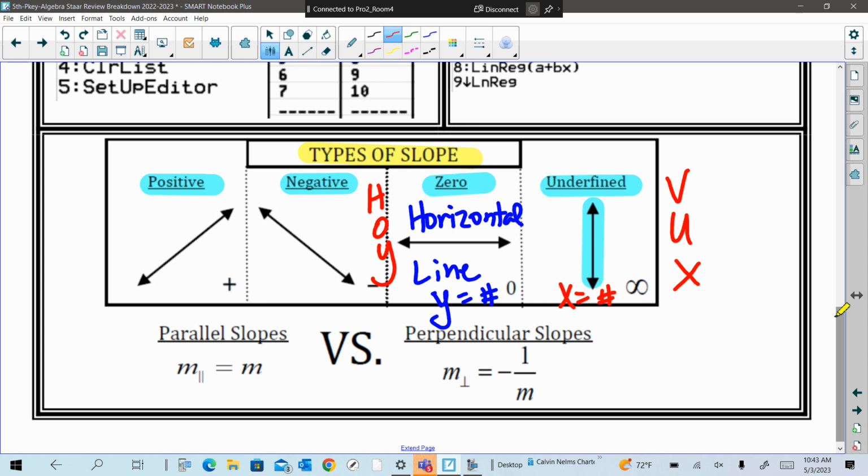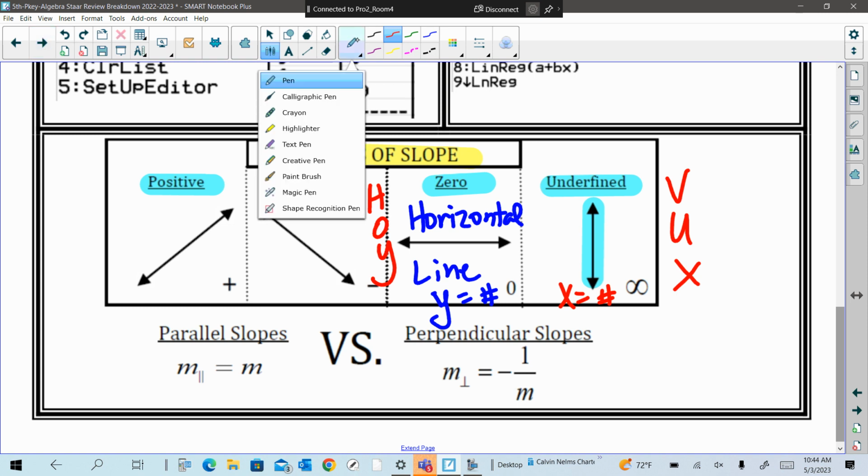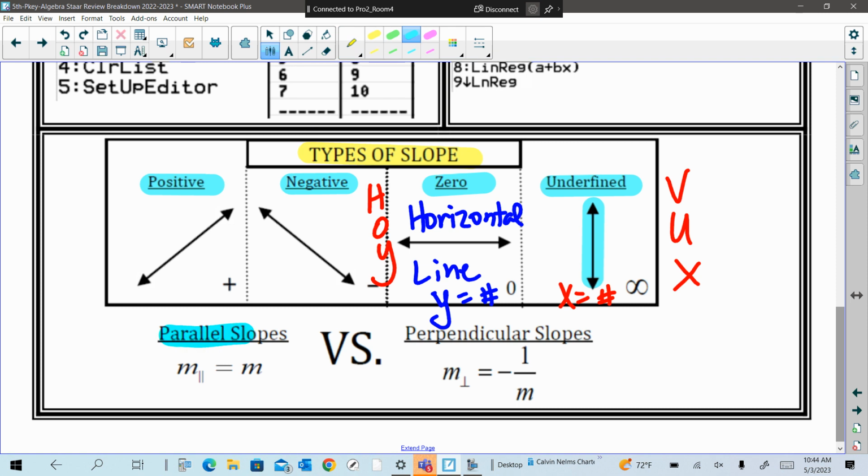So you need to recognize the different types to help you problem solve. Like if you see an increasing line, we shouldn't be picking negative answers. It needs to be a positive answer. All right, so there's your types. This section wants to make sure you can graph and write equations and inequalities. Also, you need to know perpendicular slopes and parallel slopes.